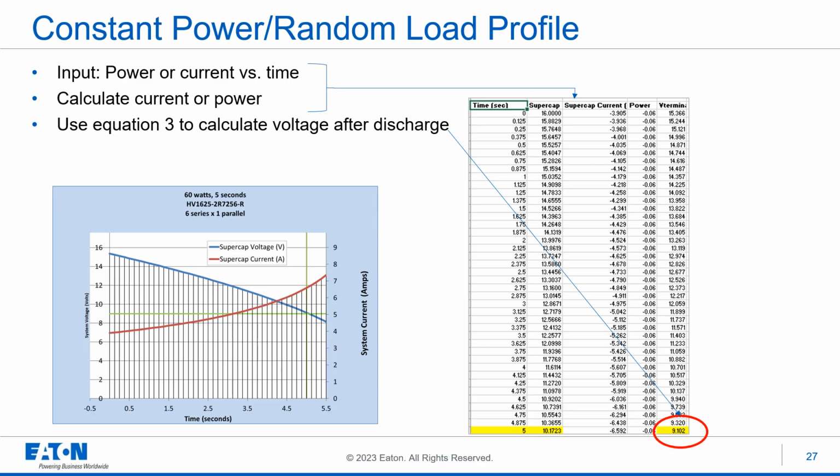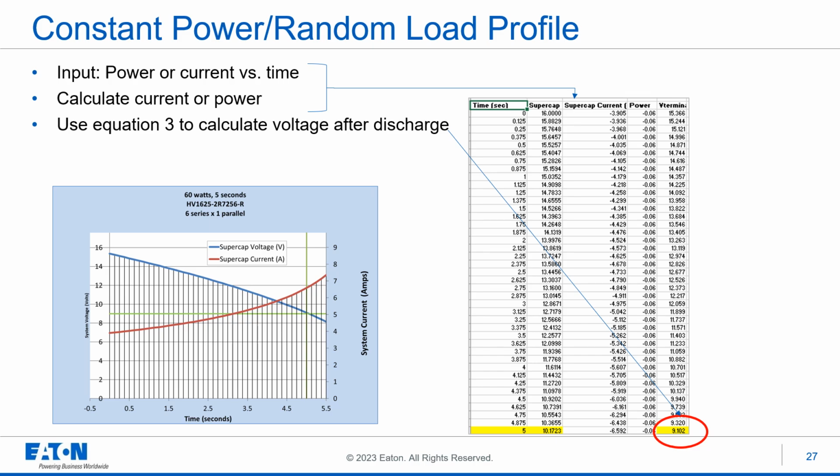The best method is to use a stepwise calculation to simulate the discharge curve, calculating the current and voltage drop due to both energy used and ESR drop at each step. This combines methods 1 and 2, but the equations are not necessarily straightforward.